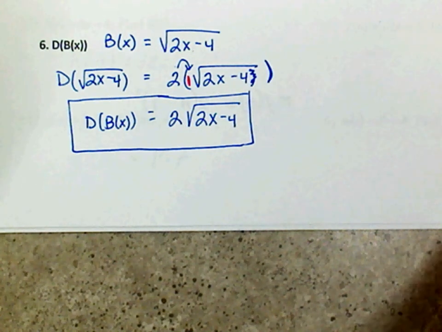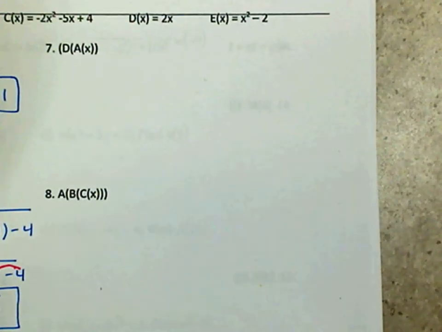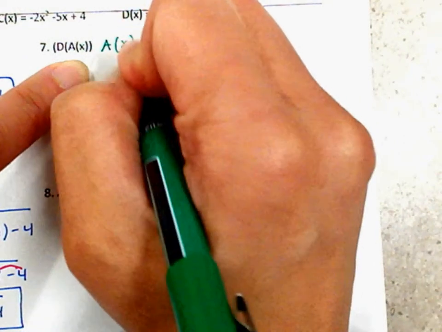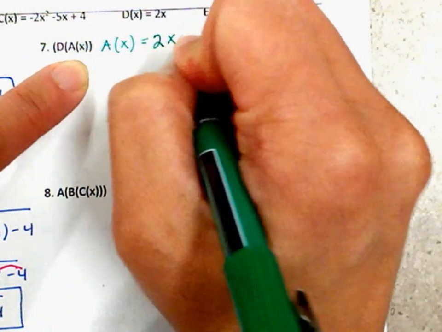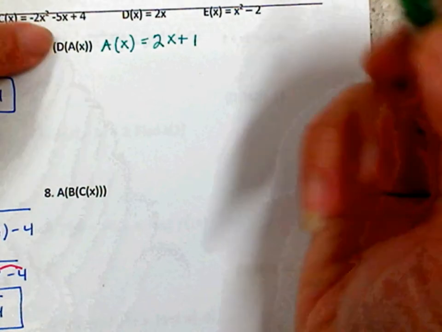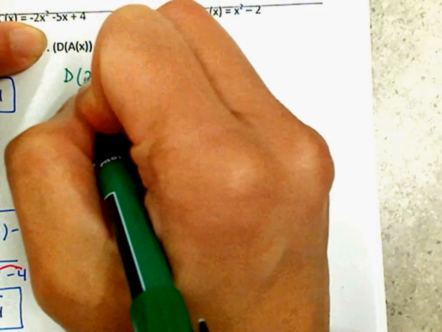Okay, let's look at number 7. Okay, your first step. We're going to start with A first. What is your A? 2x plus 1. Okay. And now we're going to go to D. The D now has a new x, which is 2x plus 1.